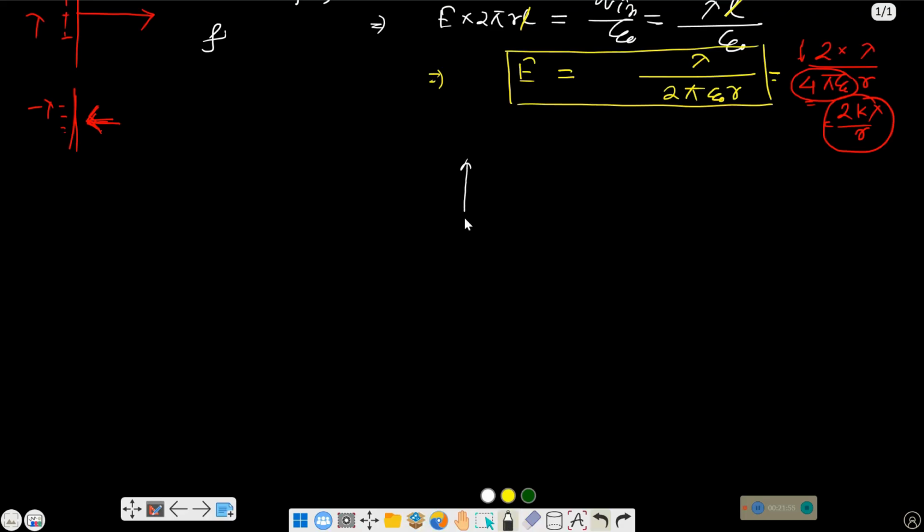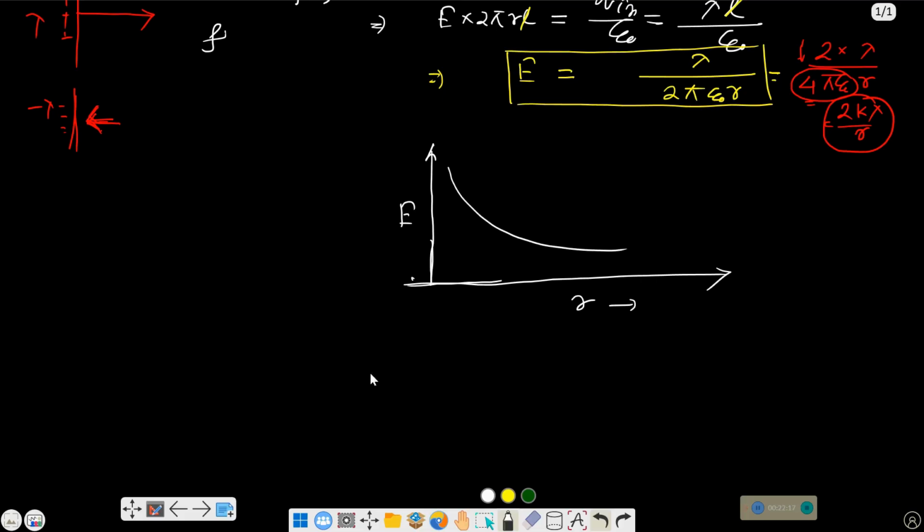Let me draw this. If this is the coordinate system, here we have the variation of electric field with distance r. Here it is the electric field, so it will be like this. It will be like this because E is proportional to 1 by r.